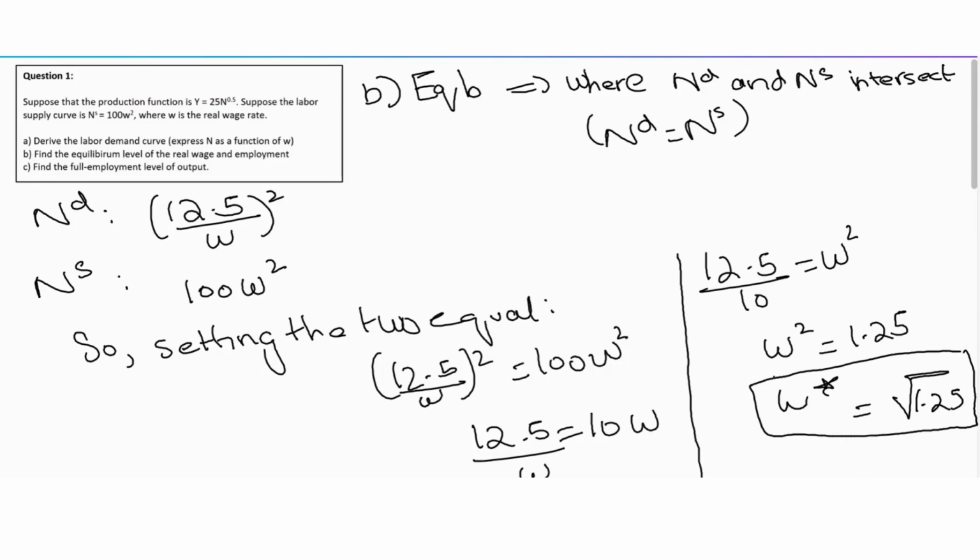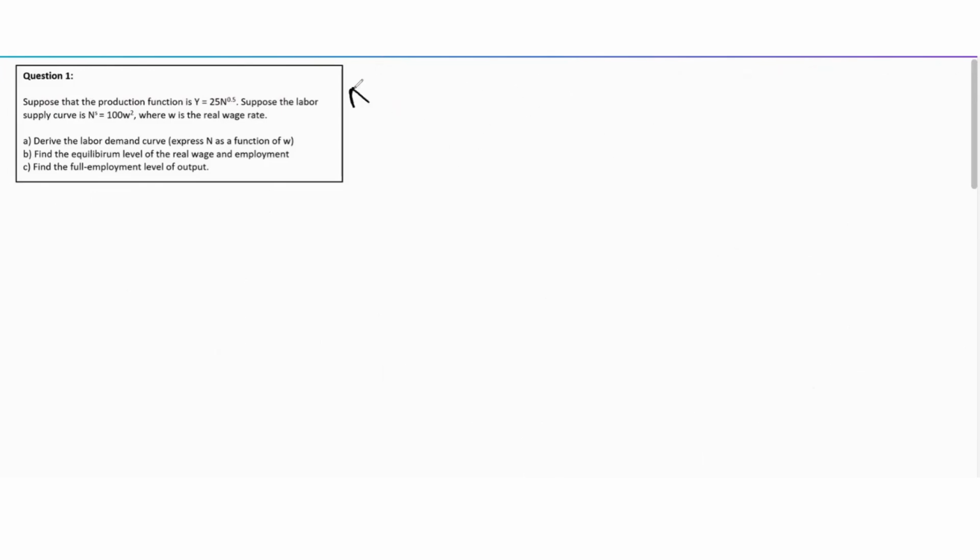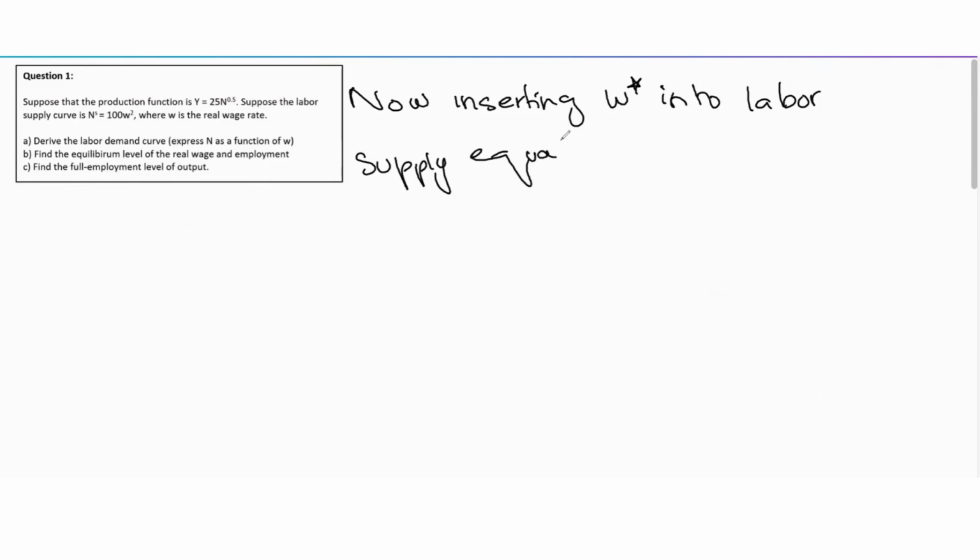Now that we have the equilibrium real wage, we can find the equilibrium level of employment as well. We can insert it into either the labor demand or labor supply equation. Now inserting W star into the labor supply equation, which is NS, to get N star, which is the equilibrium level of employment. So that's going to be 100 times W squared.